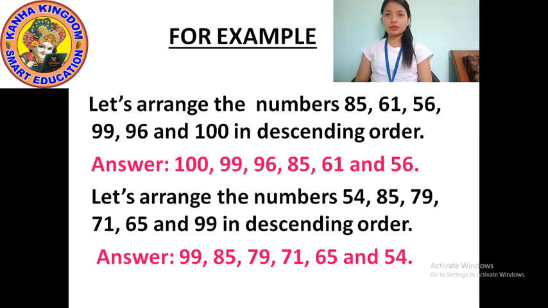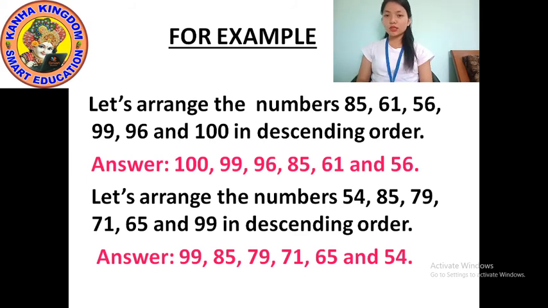Now we are going to solve some examples of descending order. For example, let's arrange the numbers 85, 61, 56, 90, 99, 96 and 100 in descending order. We will arrange these numbers in descending order. In the numbers 85, 61, 56, 99, 96 and 100, which number is the biggest one?